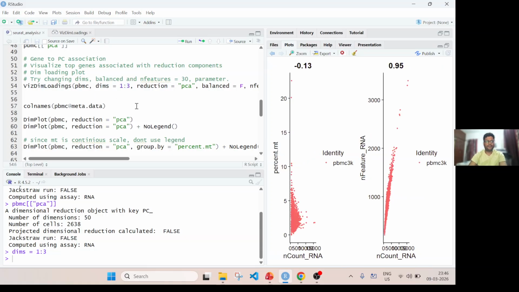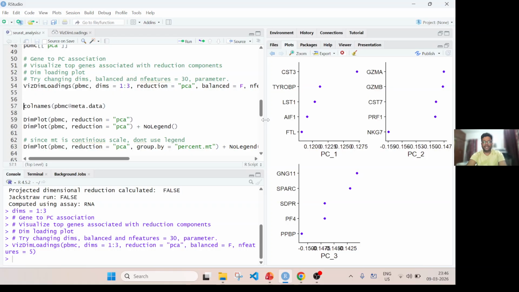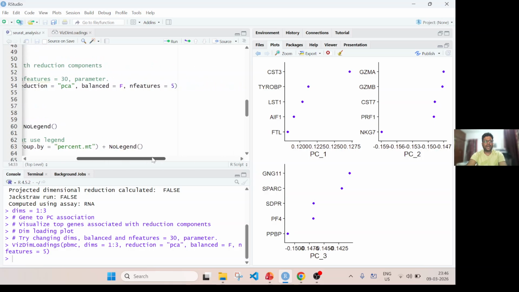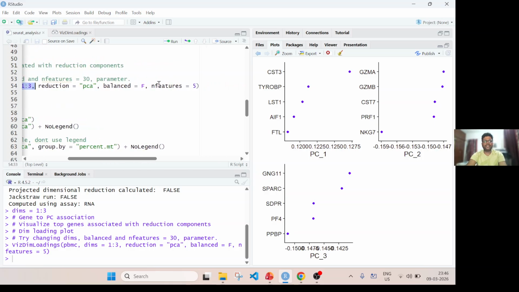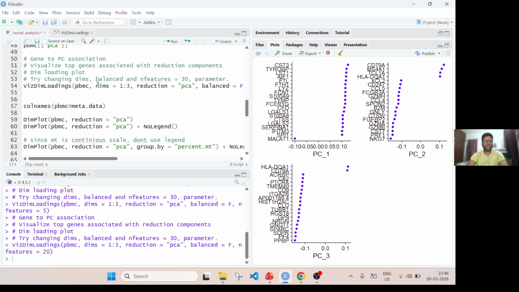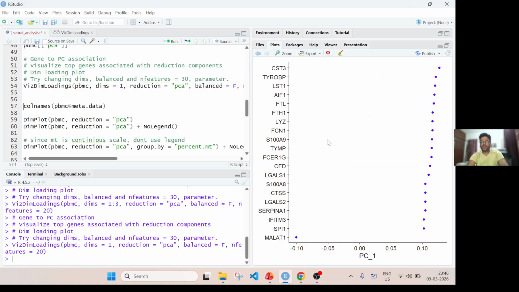Basically, in this plot we are seeing which genes are correlating with the first principal component PC1, PC2 and PC3. And I'm saying balanced equal to false, which means it will display any top contributing genes. Okay, so let's do 20. And to be on the safe side I'm just doing one principal component, PC1 only.